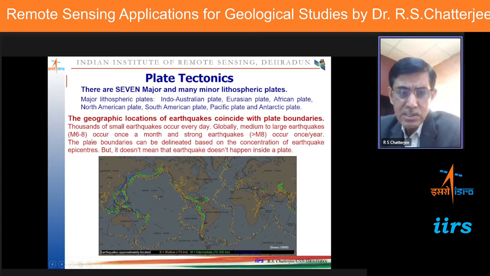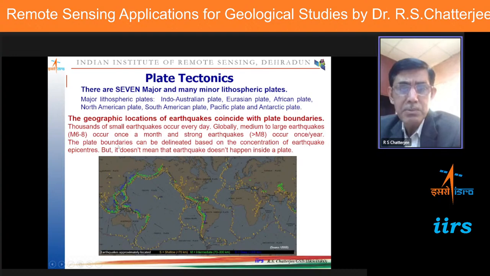And there are some earthquakes in this Himalayan region of around 5 magnitude, two or three in different parts of the Himalaya. But this medium magnitude earthquake occurs once in a month on an average, and strong earthquakes, where the magnitude is greater than 8, occur once every year on an average.